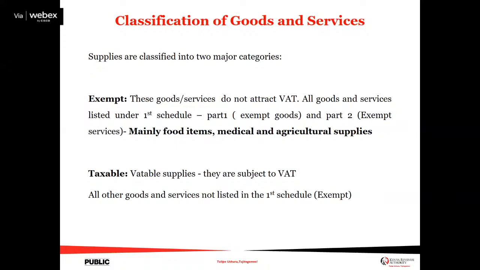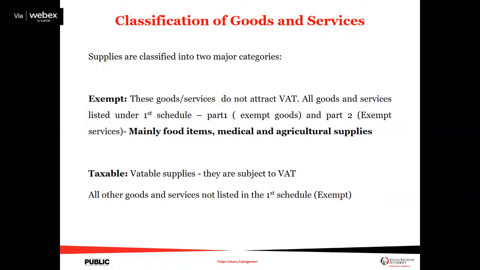So how do you classify these goods and services? When it comes to VAT, you need to classify your goods so that at least you'll be able to give the right and correct rate that is supposed to be charged for that particular good. So we usually classify them into two major categories. Category one is exempt. Exempt are goods and services that do not attract VAT at all. We say that VAT is charged on the final consumer. So what if the goods I'm selling do not attract any VAT? For that particular reason, we call that an exempt good or service.